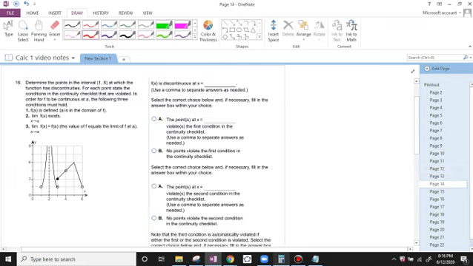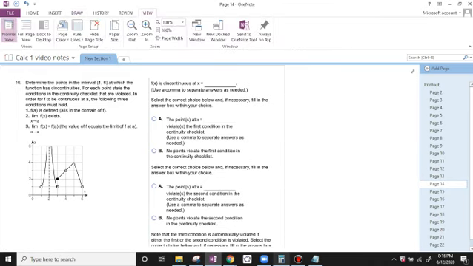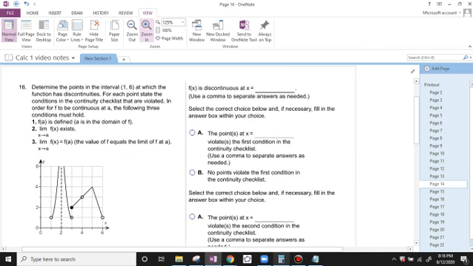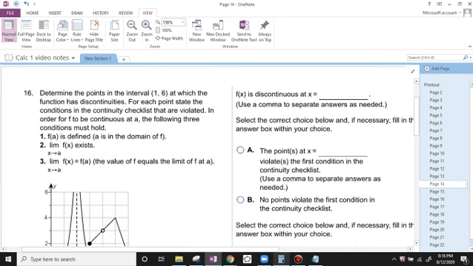Let's do another one. And we have some terminology that we'll use. Same conditions. The function needs to be defined at a. The limit as x goes to a of f of x exists. And the limit as x goes to a of f of x needs to be equal to f of a.